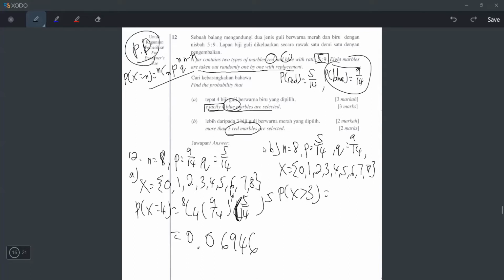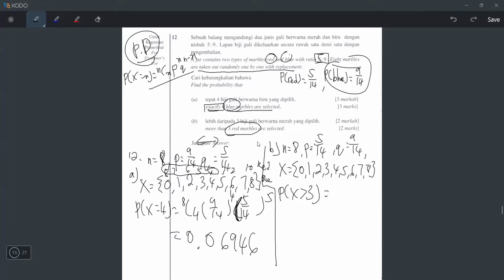Okay, before I continue, there's actually another way to do it, and I teach this method in class, which is if you don't want to switch the p and q, you can also do something like this, because this is for blue success. If there is 0 blue, that means there will be 8 red, 7, 6, 5, 4, 3, 2, 1, 0 red. And what you do is you circle more than 3, so it'll be 4, 5, 6, 7, 8. And then you will know you have to find P(X=0) plus 1 plus 2 plus 3 plus 4. Okay, if you don't understand what I'm talking about now, it's fine also, because what I'm telling you now is the other method.